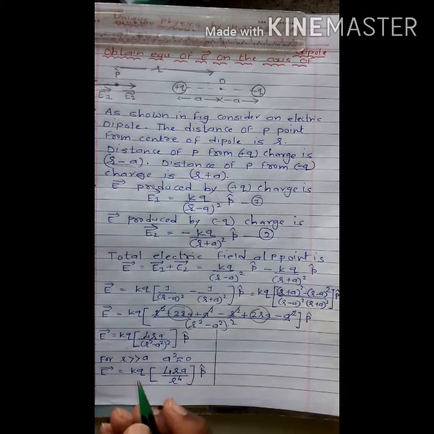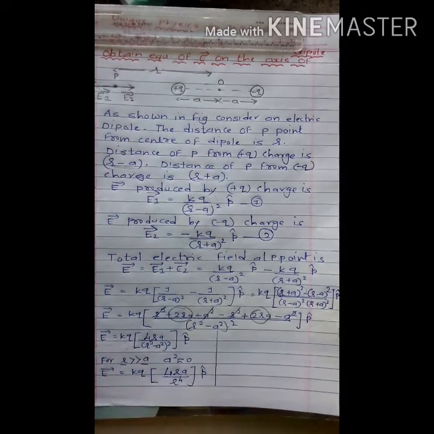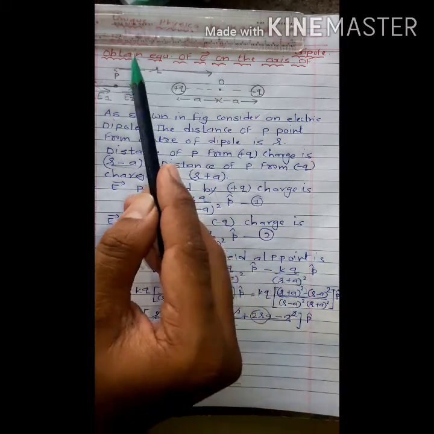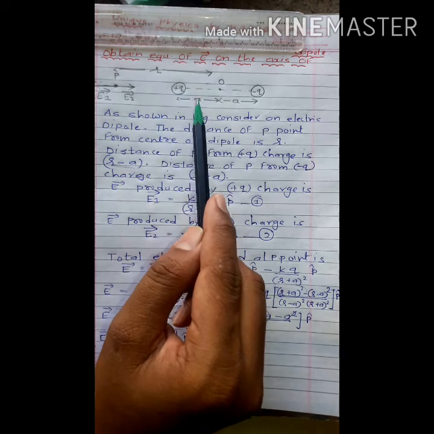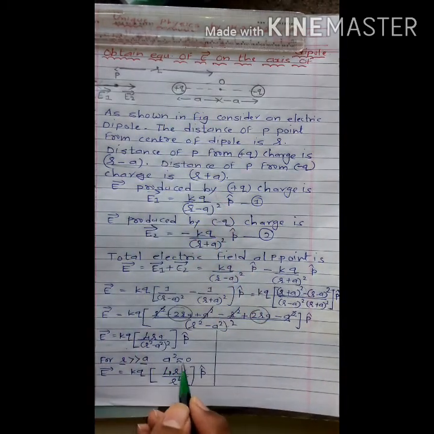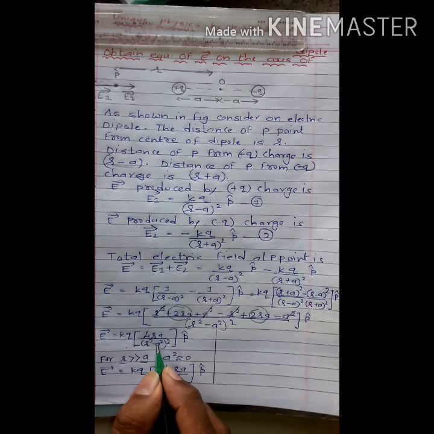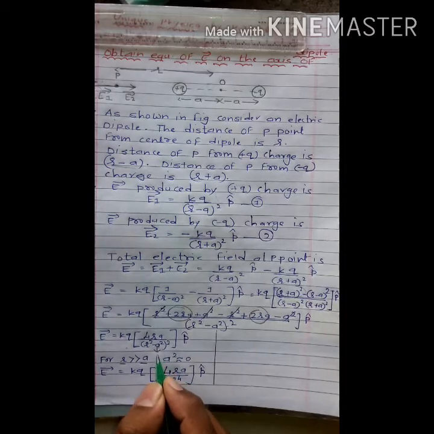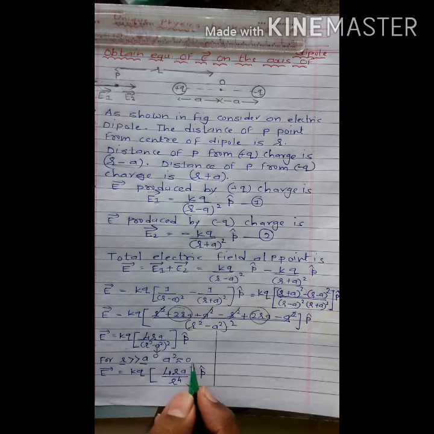Now here we consider distance small r is so much greater than small a. Okay, it means distance of P point from center of dipole is larger than this distance. So here we neglect A square. So in denominator we have (R square minus A square) raised to whole square. So A square becomes almost 0. So A square is equal to almost 0.